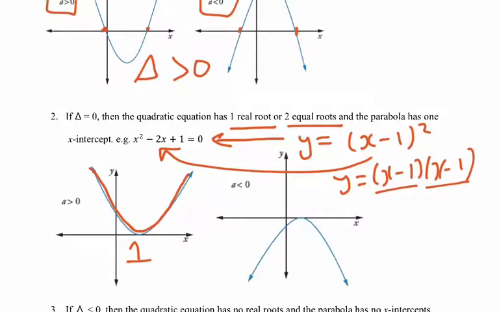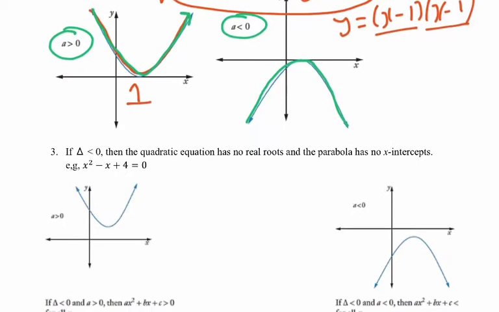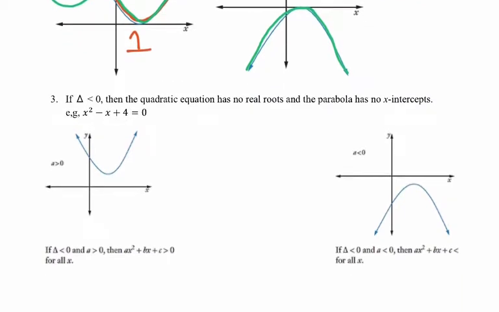Okay, so if I've got delta equal to 0, I could have that concave up or concave down parabola. If it's concave up, it touches the x-axis at the vertex, and if it's concave down, again it touches the x-axis at the vertex. Now, last of all, if delta is less than 0, then there are no real roots. That means the parabola has no x-intercepts. So there's 2 possibilities here. You could either be concave up and above the x-axis, or concave down and below the x-axis.